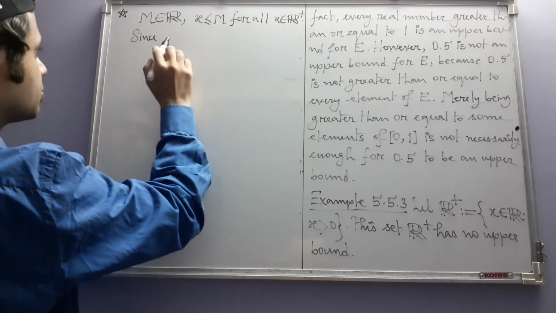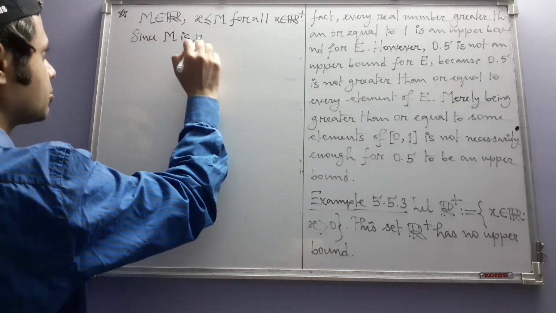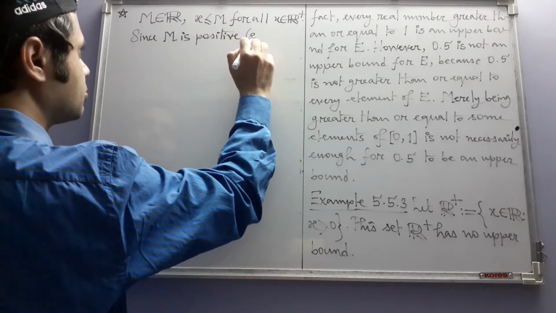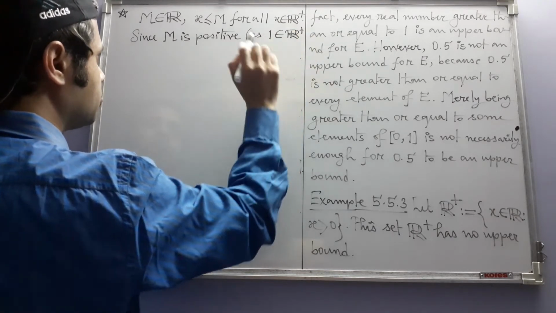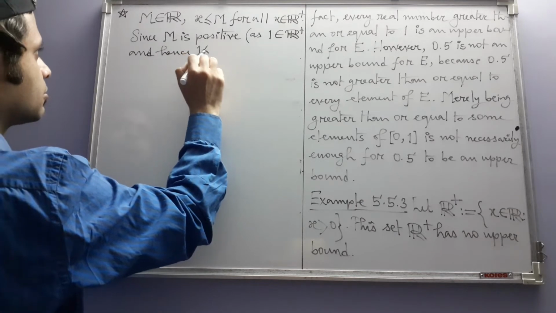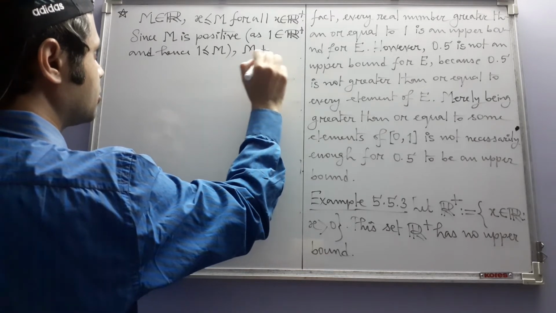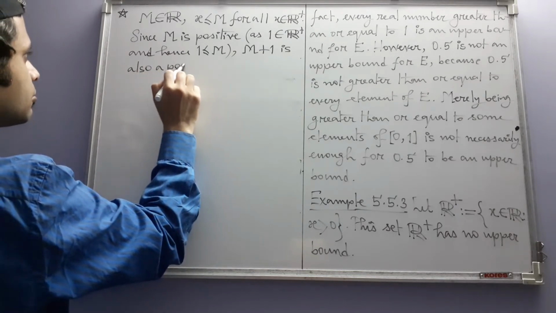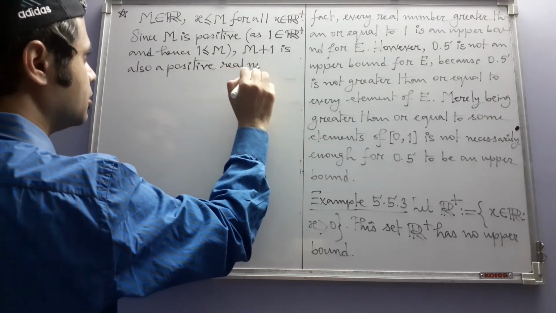Since M is positive, as 1 belongs to R plus, and hence 1 is less than or equal to M, M plus 1 is also a positive real number.